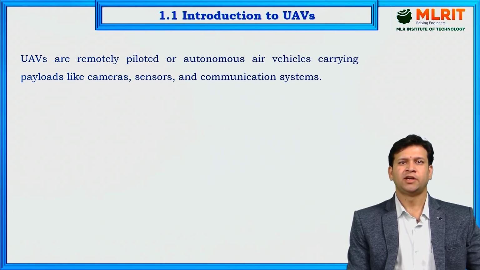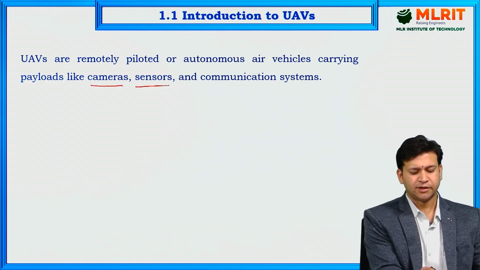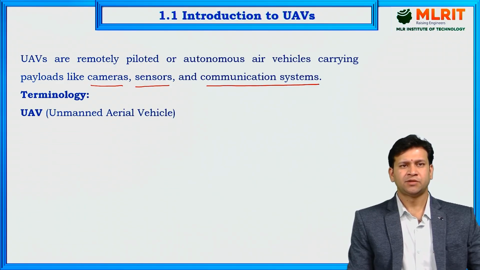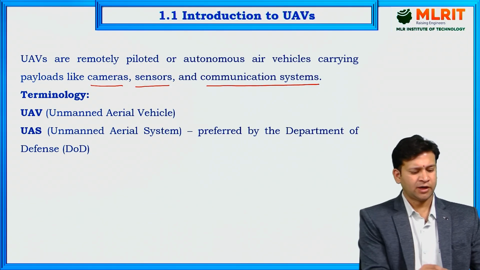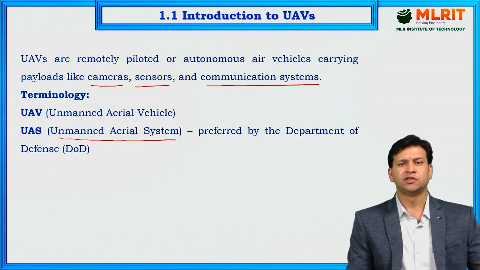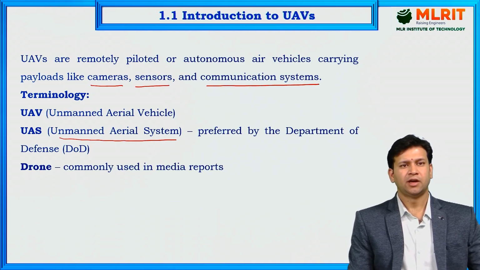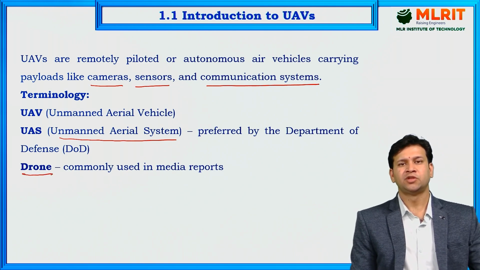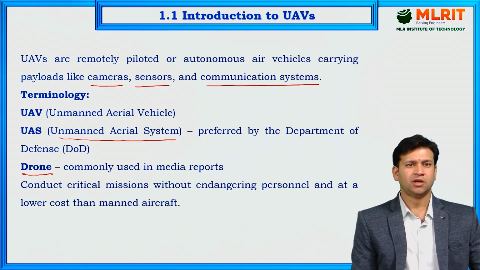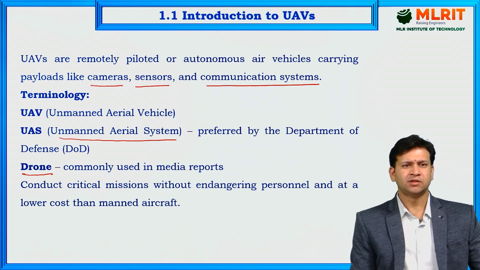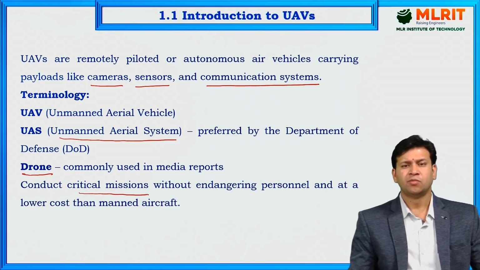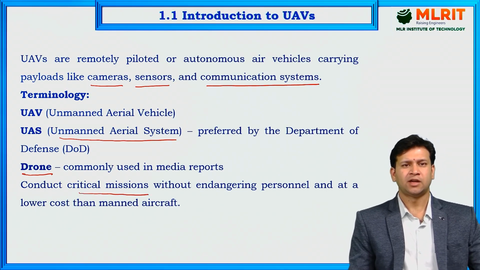UAVs are remotely piloted or autonomous air vehicles carrying payloads like cameras, sensors, and communication systems. The basic terminology which we use here is UAV, also called Unmanned Aerial System, which is preferred by the Department of Defense, and globally it is known as drone, which is commonly used in media reports and social media platforms. These UAVs conduct critical missions without endangering personnel and at a lower cost than a manned aircraft.